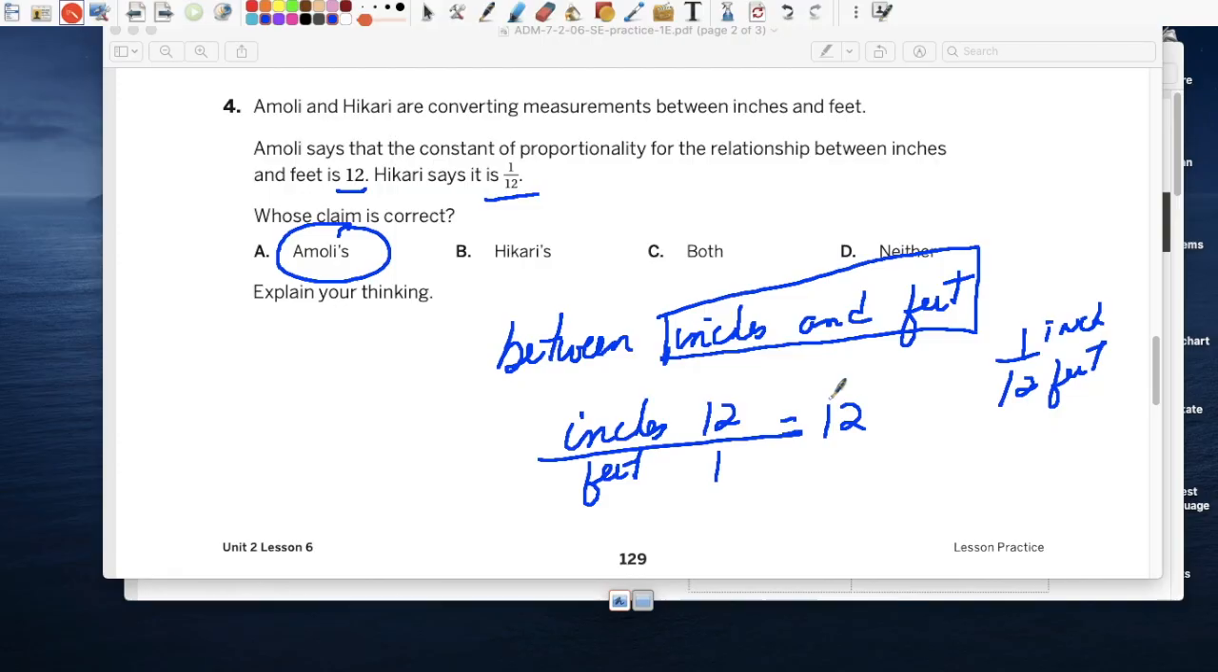Oh boy. One second, guys. My battery's dying. One second. Oh, yeah.